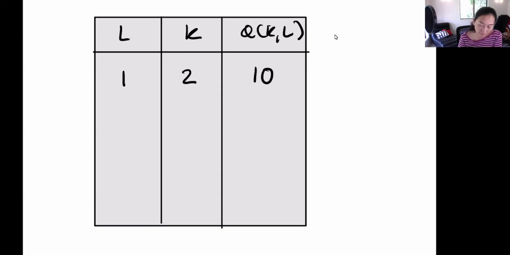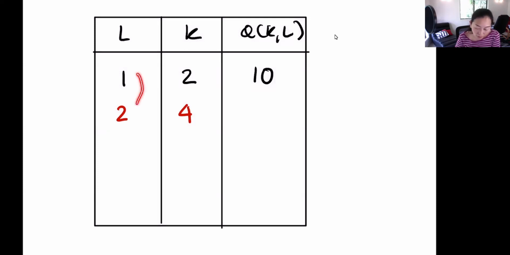And then I double both L and K. So that means that now I will have 2 units of labor and 4 units of capital, right? What do I expect the amount of output? So if my amount of output comes out double, so you have double this and the output is also double. That means that this is a constant return to scale, right? Just everything doubles.